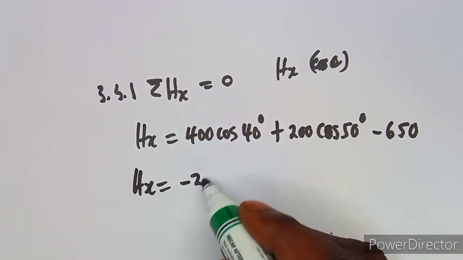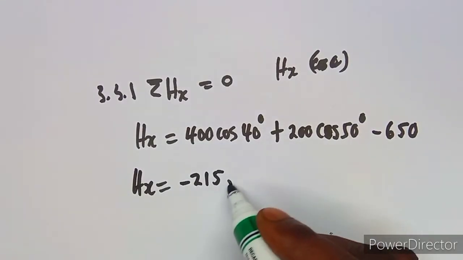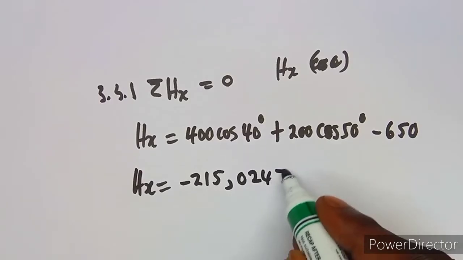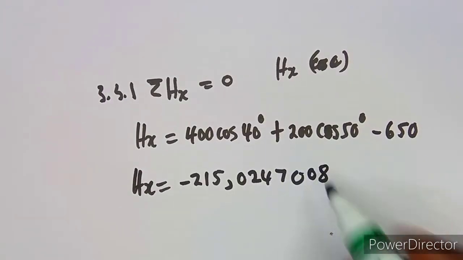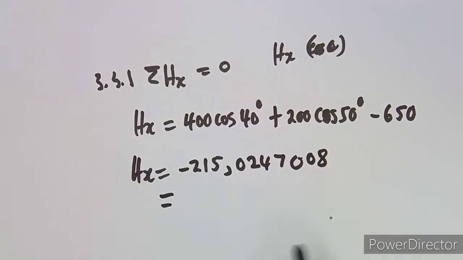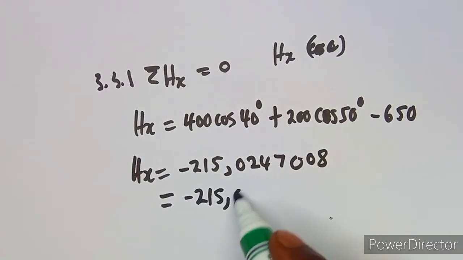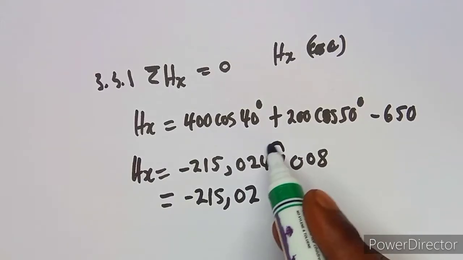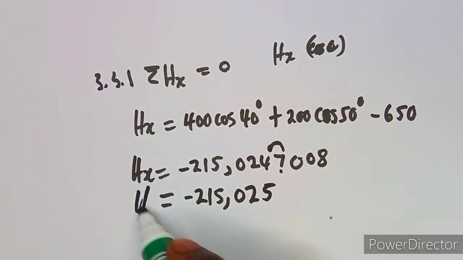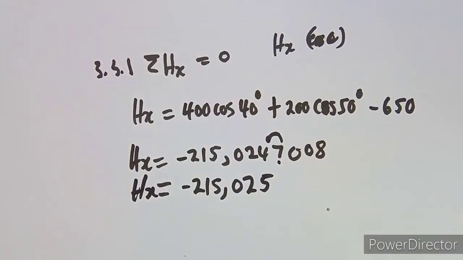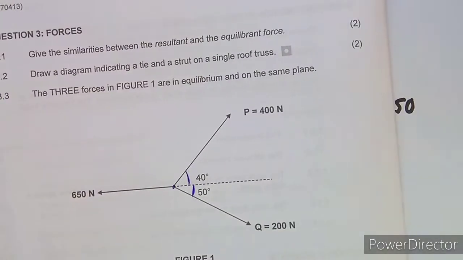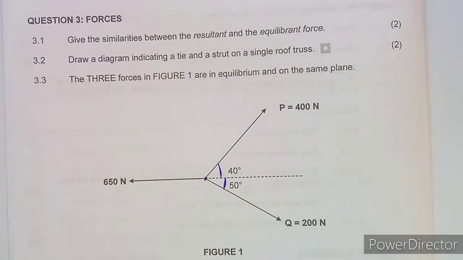That's negative 215.0247008, something like that. All right, so you round off to 3 decimal places. It's going to be minus 215.02. This 7 is going to change this into 5. So that's your horizontal component, and these forces were in newtons, not kilonewtons. These were direct newtons, so it's going to maintain the same unit that was given there. All right, that is in newtons.